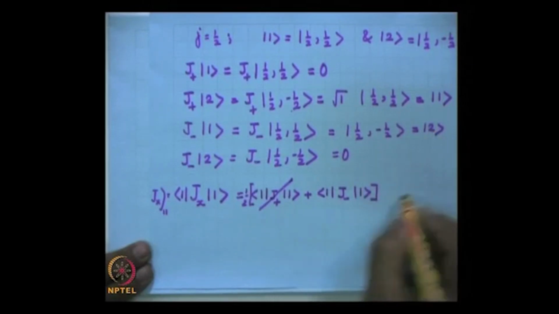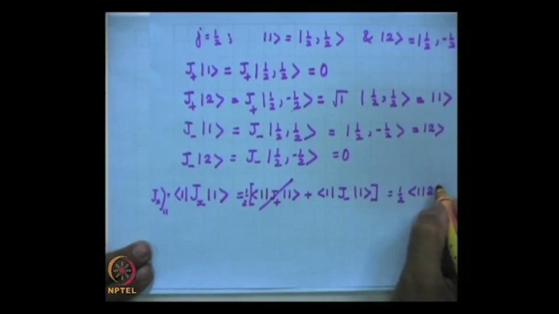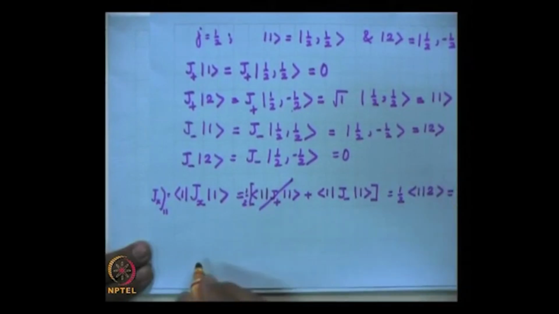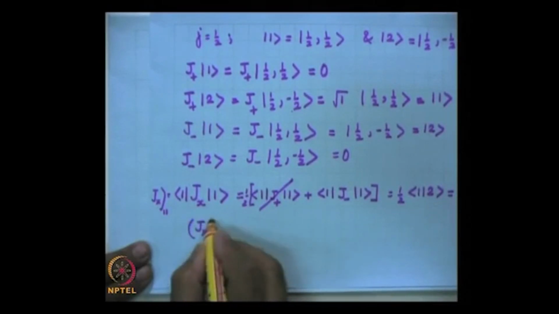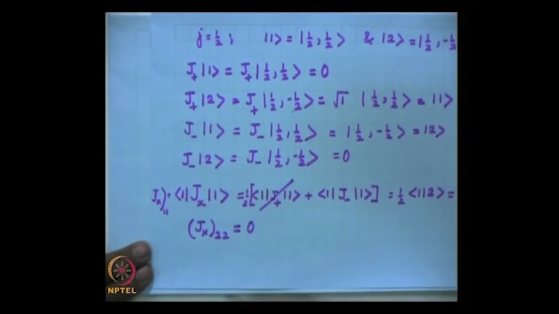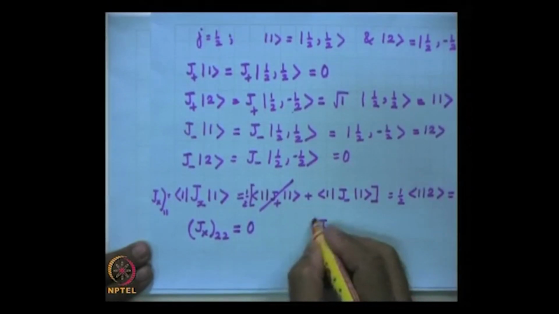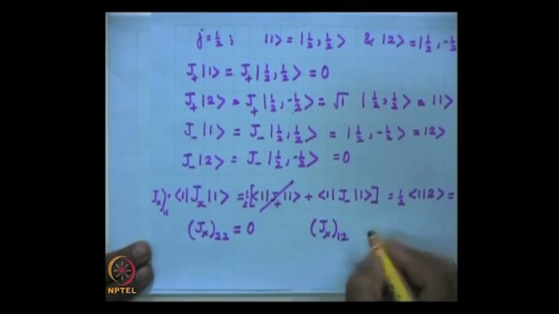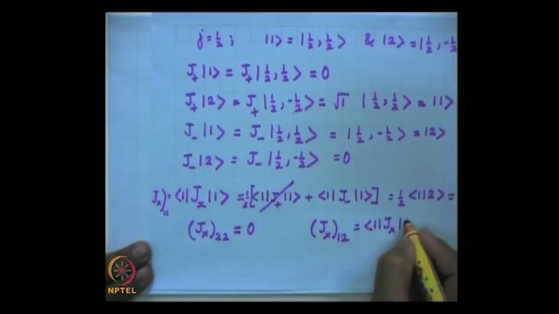So, this becomes equal to half ⟨1|2⟩. These are orthonormal kets, so this is 0. Similarly, I leave it as an exercise for you to obtain that ⟨2|J_x|2⟩ is also 0, but ⟨1|J_x|2⟩ is equal to bra 1 J_x ket 2.